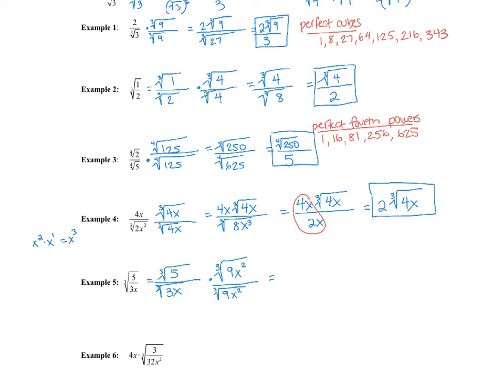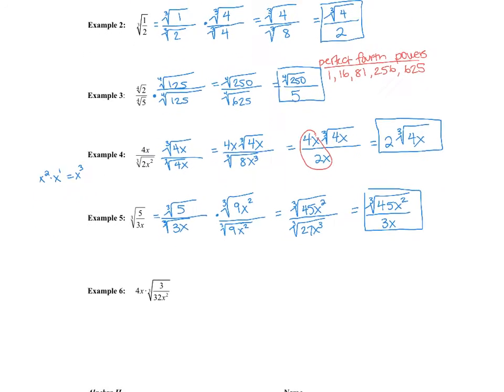So if I continue simplifying, I have the cube root of 9 times 5, which is 45x squared, over the cube root of 27x cubed. And if I simplify here, I have the cube root of 45x squared over the cube root of 27 is 3, and the cube root of x cubed, so cube root and cube cancel, we end up just with x. And that would be our final answer for example 5. Let's take a look at example number 6.